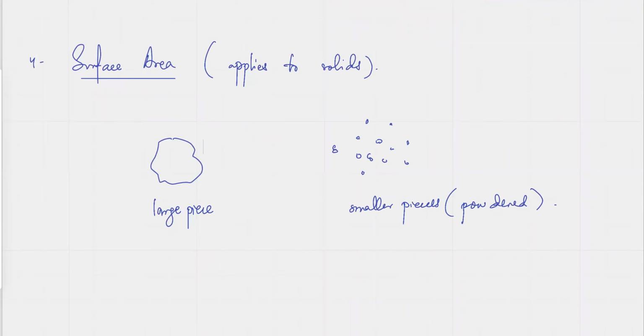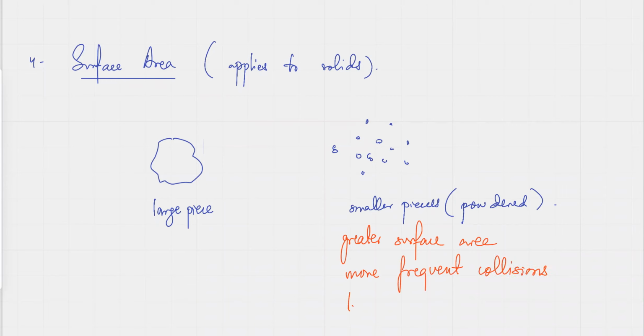Remember, smaller pieces have greater surface area. There's going to be more frequent collisions, which would lead to a faster reaction. So here's what that means. If there's some red particles that want to react with the solid, and all these red particles are coming in and they're trying to bump with the solid.